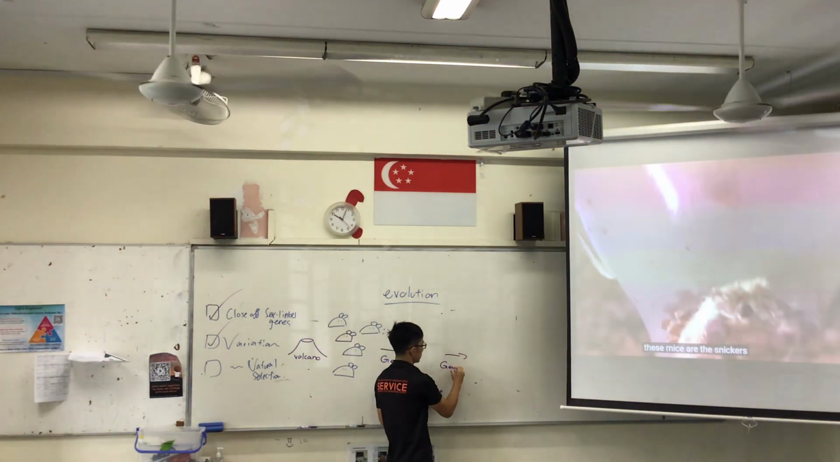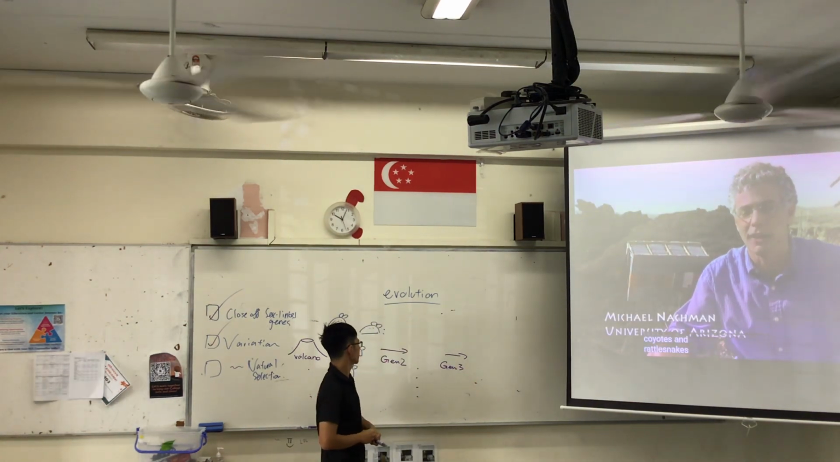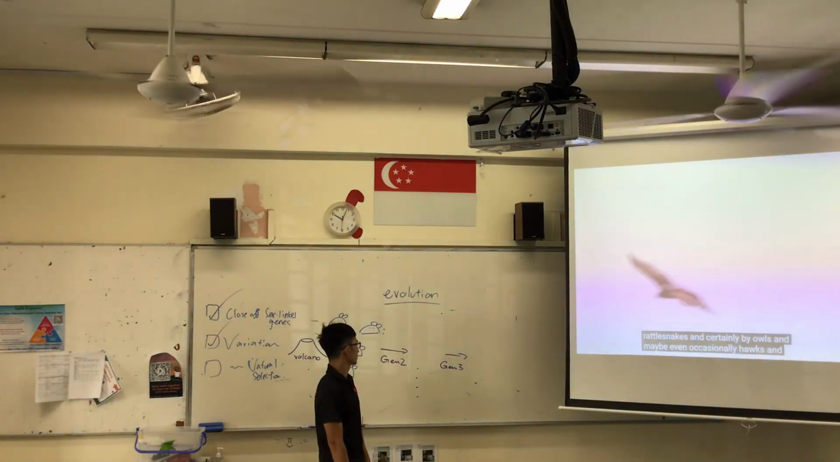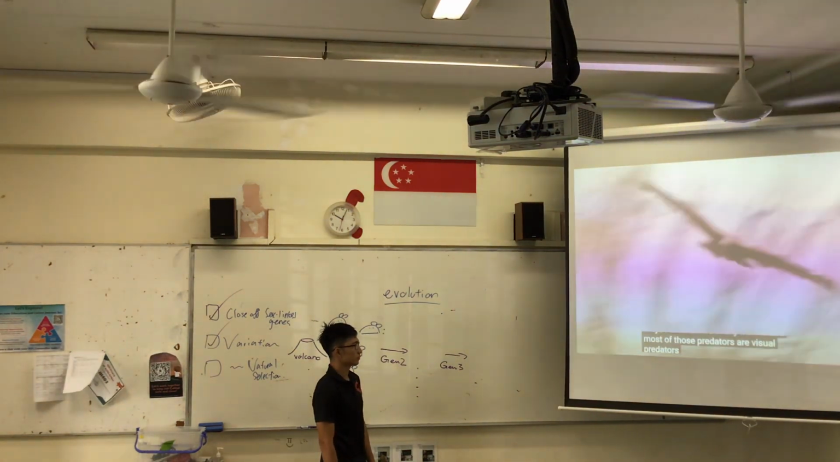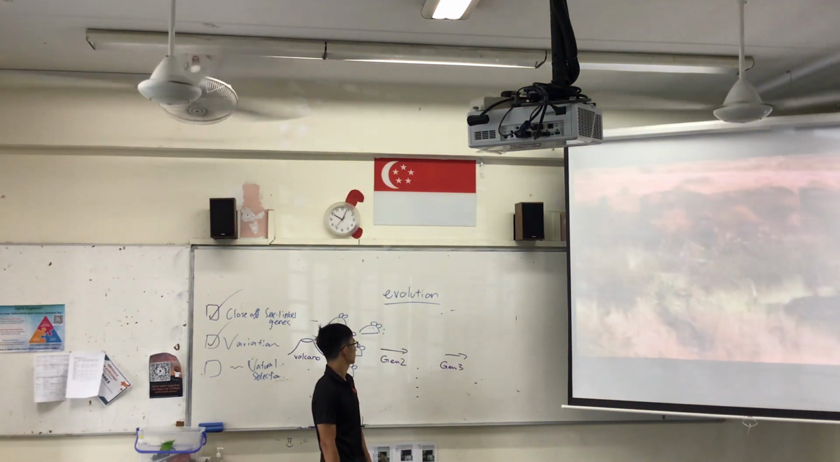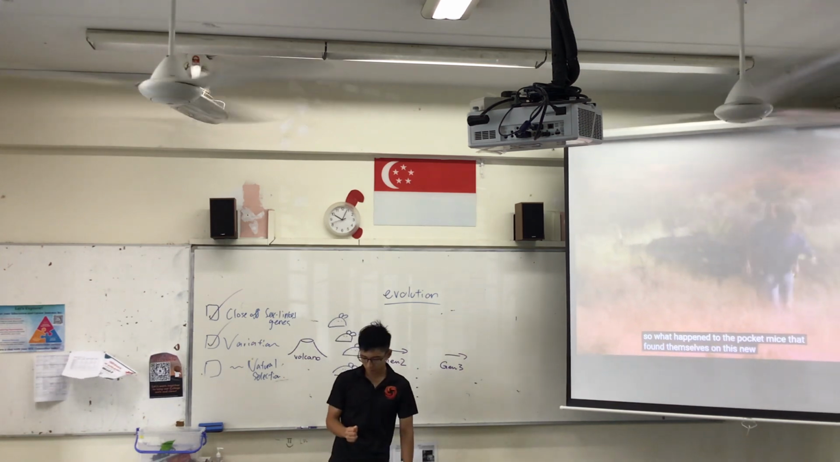These mice are the Snickers bar of the desert. They're eaten by foxes and coyotes and rattlesnakes and certainly by owls and maybe even the occasional hawk. And most of those predators are visual predators. So what happened to the pocket mice that found themselves on this new terrain?